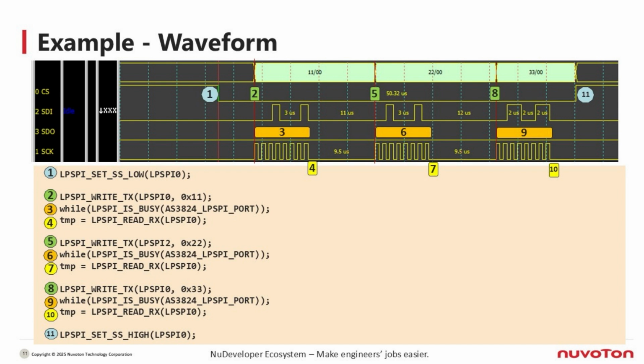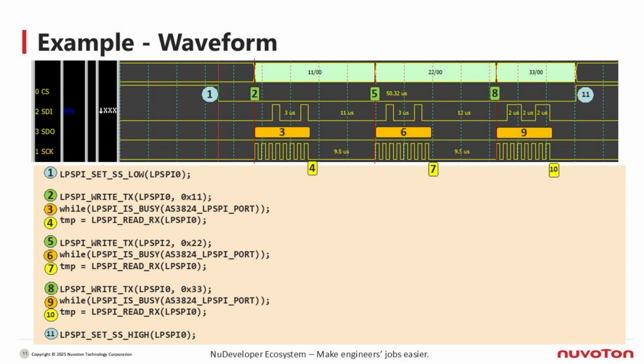Write data into the TX FIFO. 2. Poll the busy flag until the transfer completes. 3. Read the received data from the RX FIFO. And finally, pull SS high to end the transfer sequence. Now, let's go through the timing shown in the figure. Step 1. Pull SS low. This signals the start of an SPI transfer. All data shifting happens while SS is active.